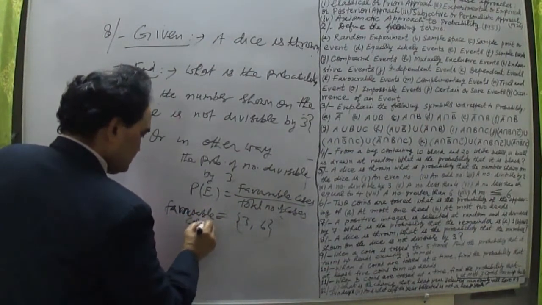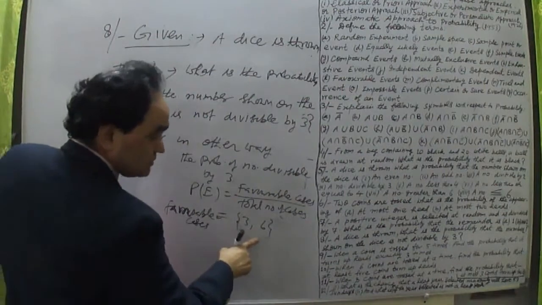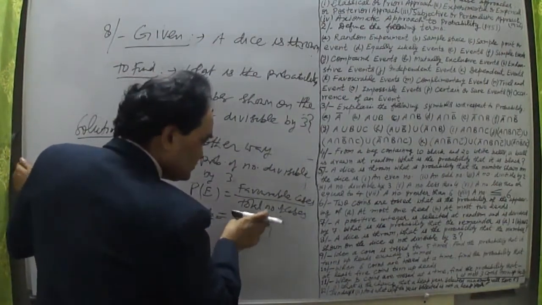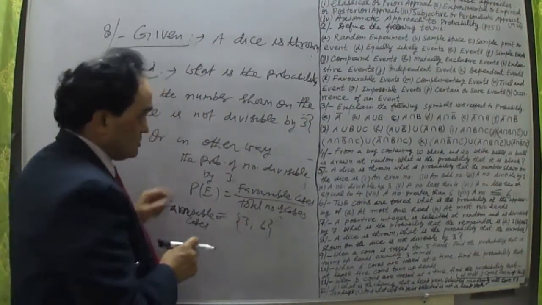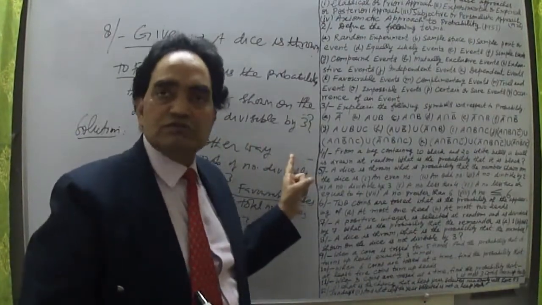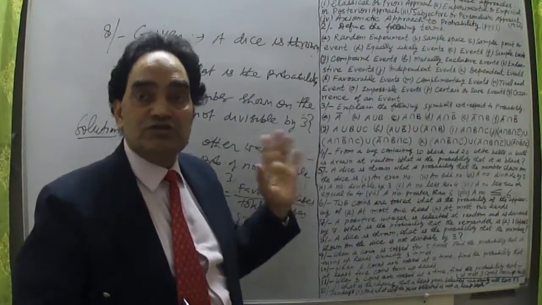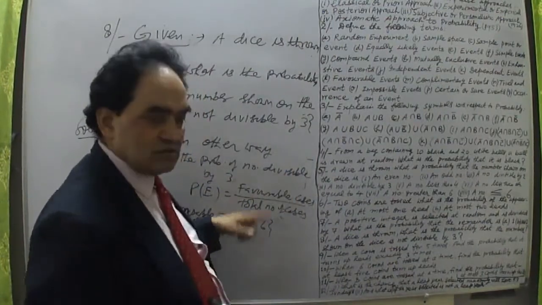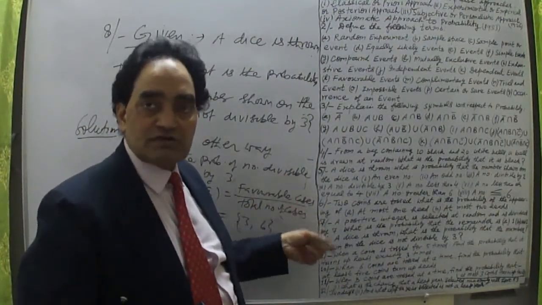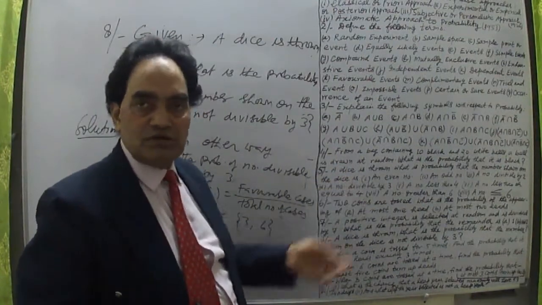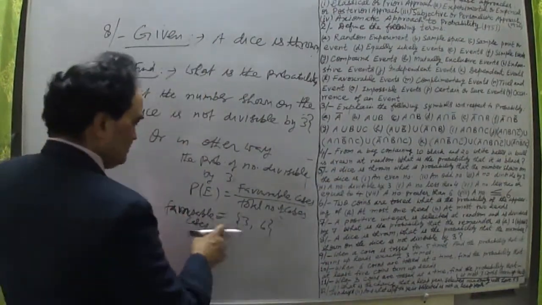Favorable cases are these 2, in the case when the numbers are divisible by 3. But this is not the question here. The question is: what is the probability of those numbers which are not divisible by 3? If we calculate the numbers divisible by 3, then this will be subtracted from 1, and that probability will then finally be calculated. This is the second way.